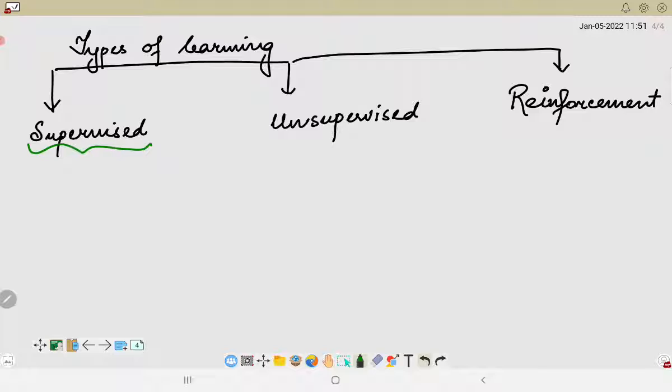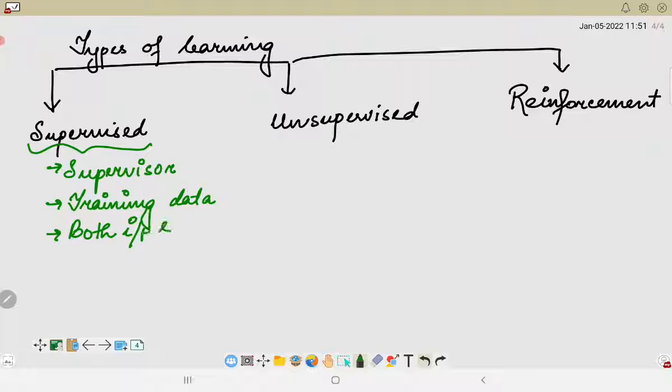Supervised, the word itself suggests that it works in a process which has a supervisor associated with it. That means there is someone who would tell us what is correct and what is not, right? It will involve a certain amount of training data which we will use to train our machines or our system, and we have to provide both the input and the output. We will get a clear explanation with the help of a real-time example.